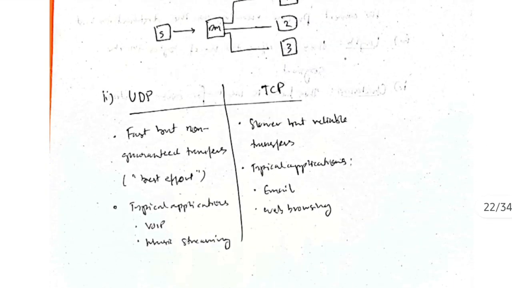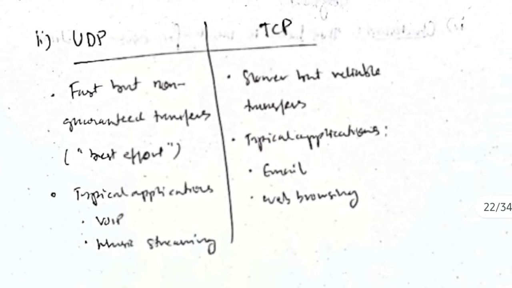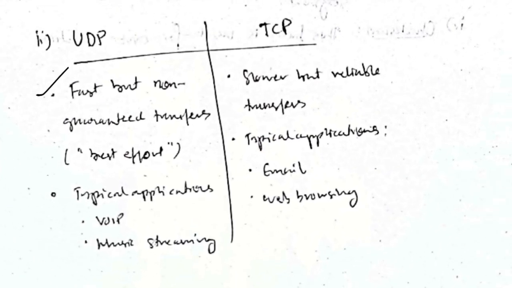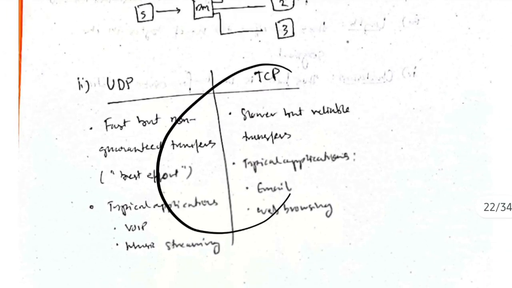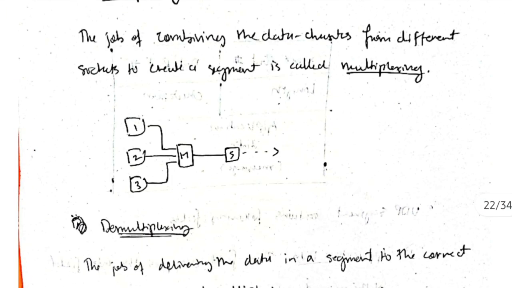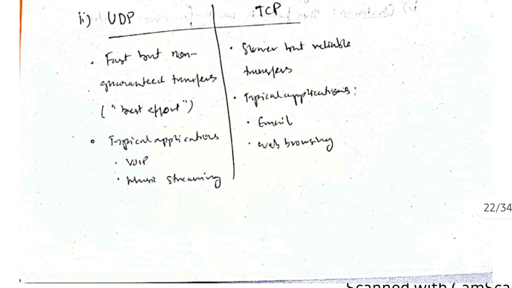The next one is the difference between UDP and TCP. The basic difference is this: UDP is fast, but it is not guaranteed to reach the destination, and the typical applications are VoIP and music streaming. The next one is TCP. Here you have slower but reliable data transfer. The typical applications include email and web browsing. You can add a few more points. I've just given the overview of UDP and TCP, and that was the first topic, the basic definitions.